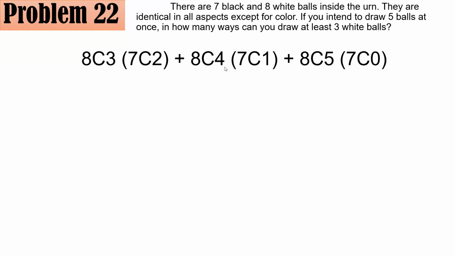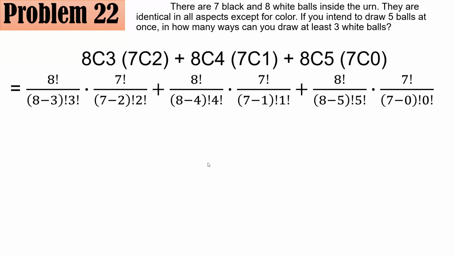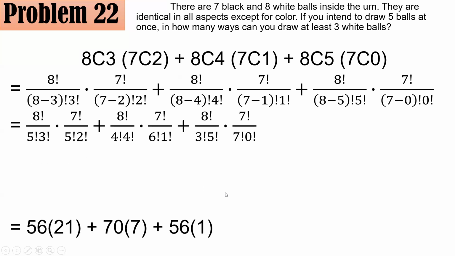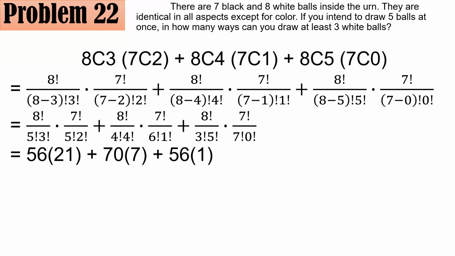The second case is having four white and one black. That's why you have 8C4 times 7C1. And the last case is if you have five white and none of them are black. And simplifying such, 8C3 is actually this one. So this becomes 56 times 21 for the first case, 70 times 7 for the second case, and 56 times 1 for the third case.